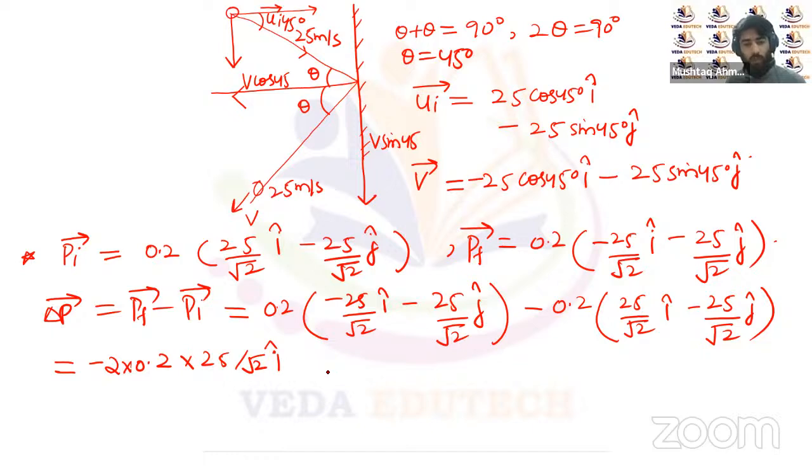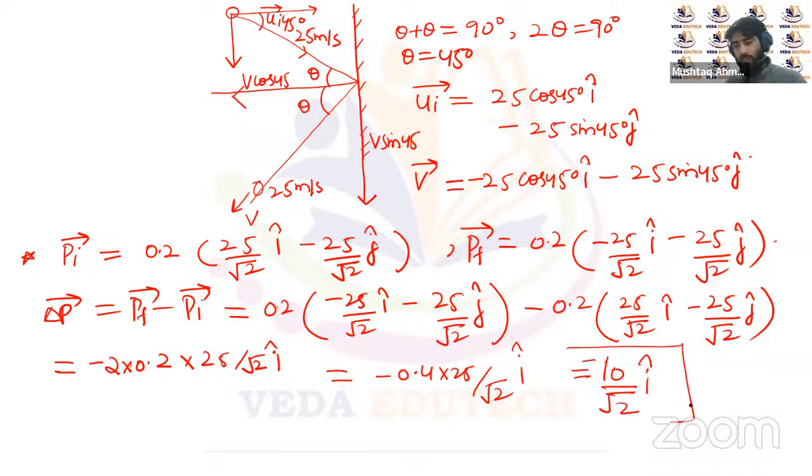So we can write it as 0.4 multiplied by 25 over root 2 i cap. 25 multiplied by 0.4 is equal to 10, so it is minus 10 over root 2 i cap. So this will be the final change in momentum for this question. What we have done is just use the concept that change in momentum is final momentum minus initial momentum.